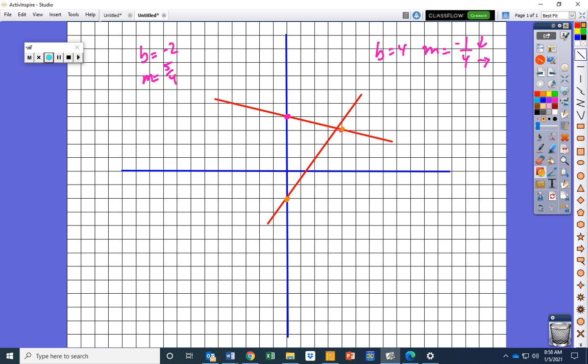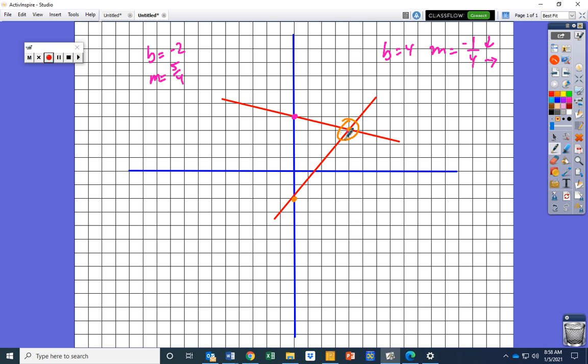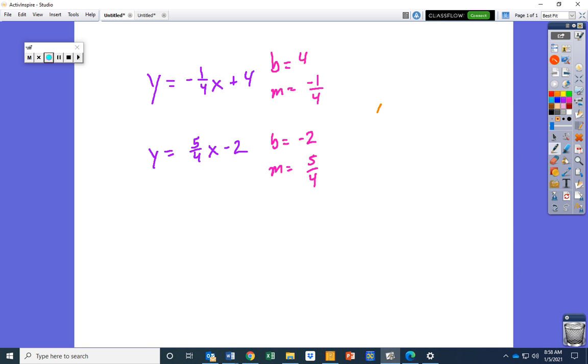Because if I was to make my line here, my intersection point is where? So what's my answer going to be to this system of equations? Over 4, up 3. Okay? So my answer to this one would be 4, 3. Okay? Does that make sense? Yes? Or no? Okay, good.